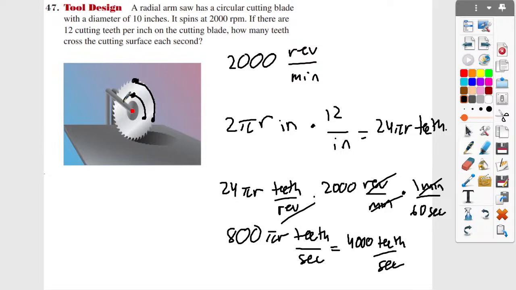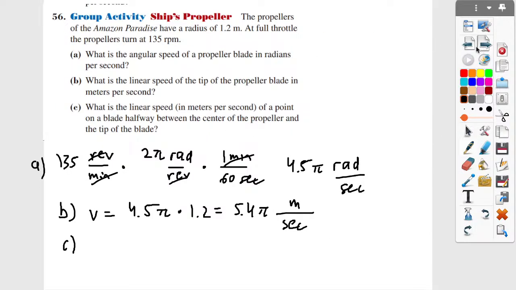In this case, it will be a circle that is this big rather than the entire circle. Why? Because now this particular point becomes the circumference, and we can calculate the length from the center to that point, halfway between the center and the edge of the blade, to get us 0.6. So the velocity is the angular speed times 0.6 meters, because the radius is now 0.6. So 4.5 pi times 0.6 is 2.7 pi meters per second.